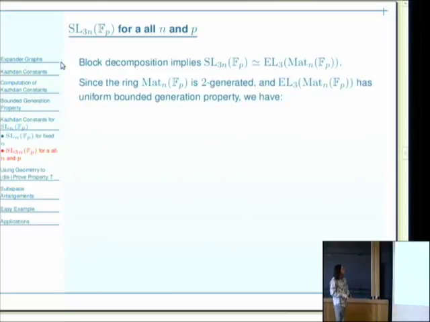Okay. Now the ring of n by n matrices over Fp is generated by two elements. That's very easy to see. You just pick two random matrices and they're going to generate the ring as a ring. This is a very weak statement. And as I said, this group has some kind of bounded generation property. That's by your previous result. That's essentially the previous result.